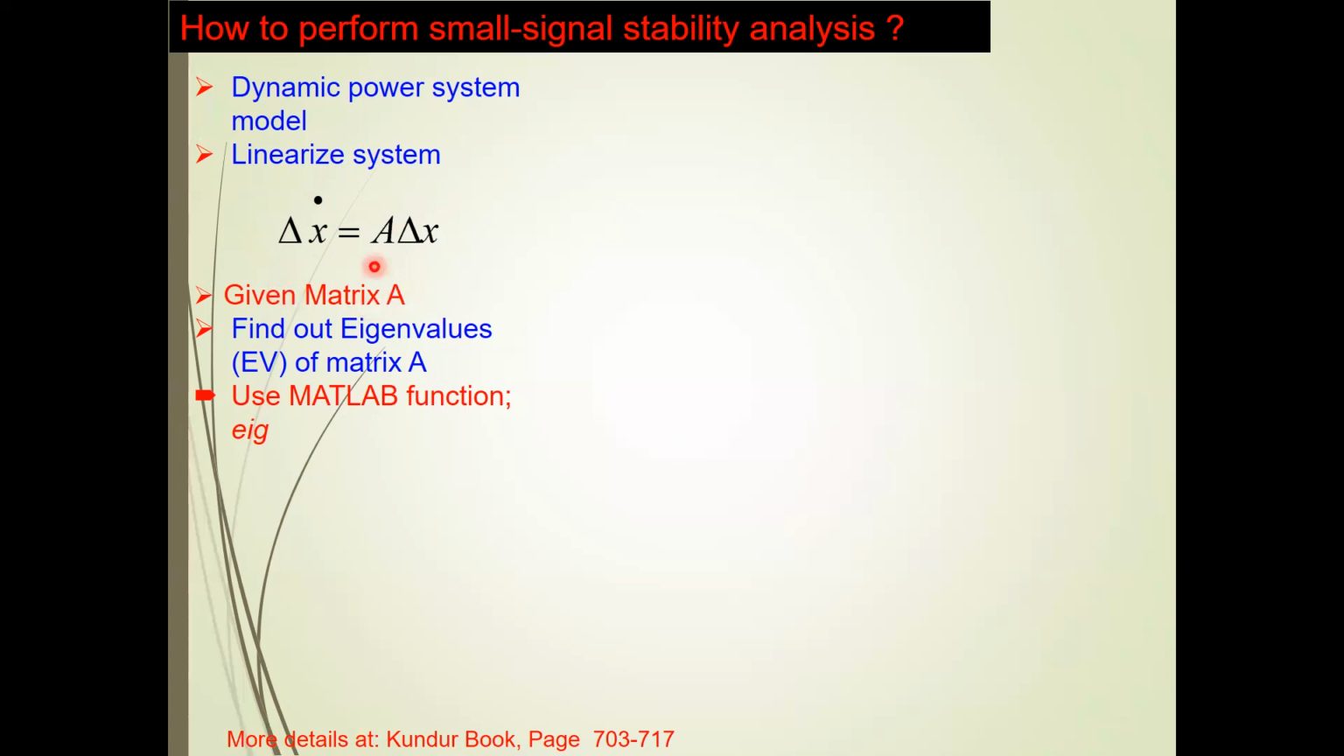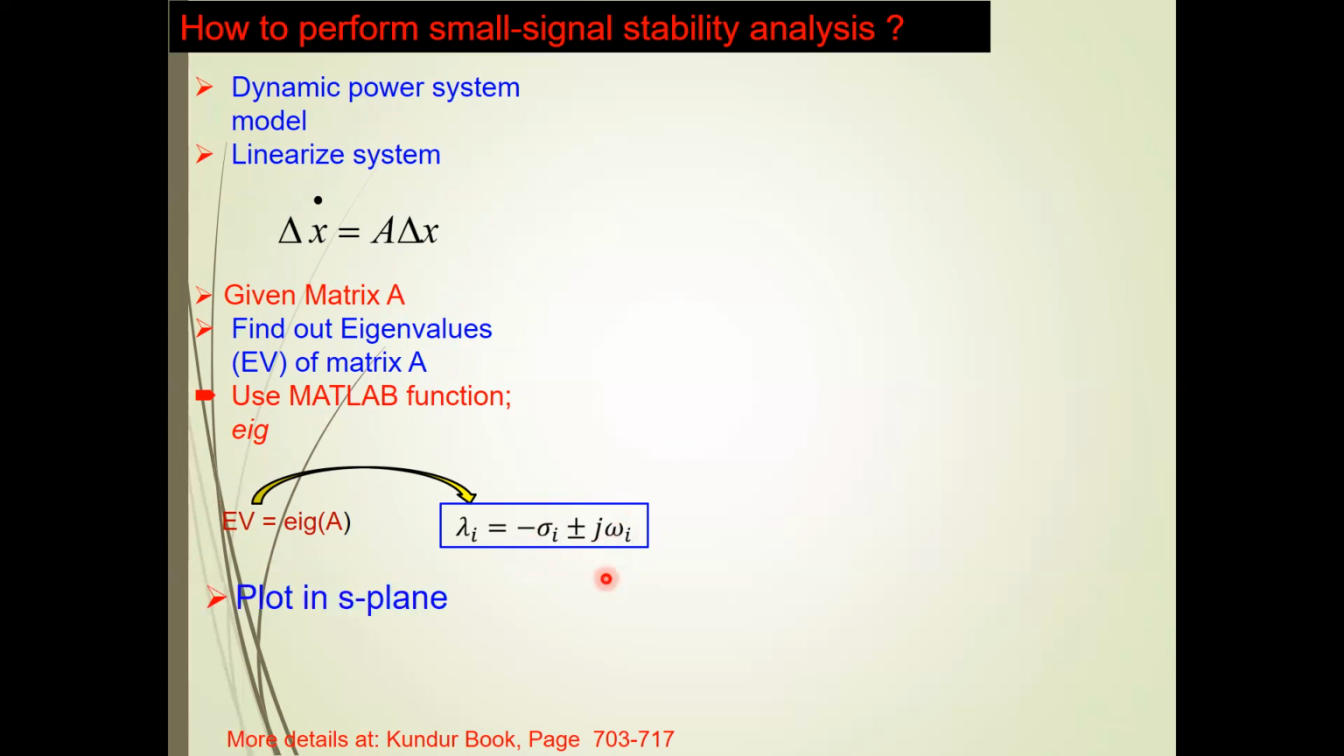So if you are able to obtain a linear equation for the dynamic power system model, then with the given matrix A, you can always obtain the eigenvalues. Using the MATLAB function EIG, you can obtain the eigenvalues from the matrix. And from this eigenvalue representation, because you may have a conjugate eigenvalue, it will have some real part and an imaginary part.